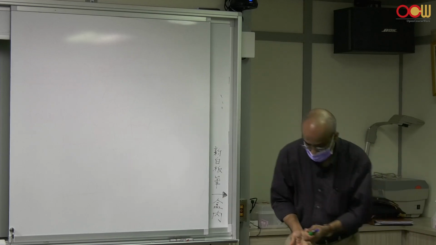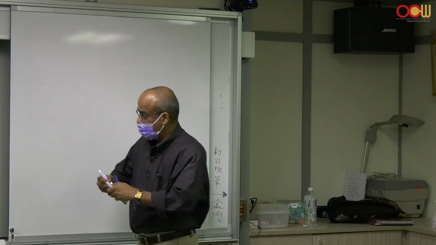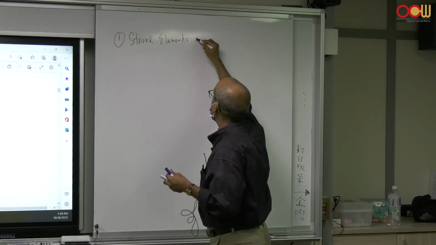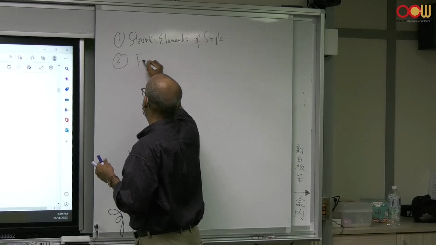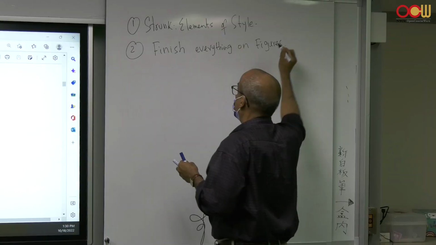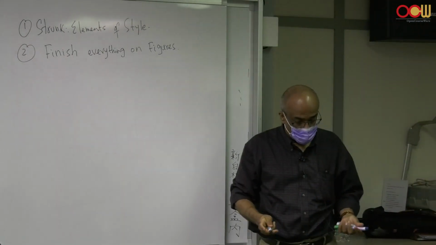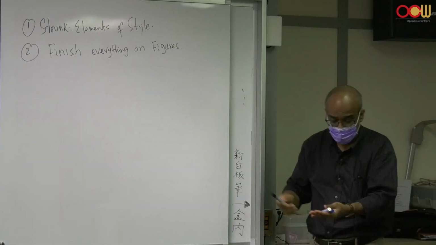We start today. We have two things to do. One is this book. We would like to finish strong. The name of this book is Elements of Style. And we will try to finish everything about figures, okay? So these are two basic agendas today. We would like to finish the book and try to finish everything on figures.